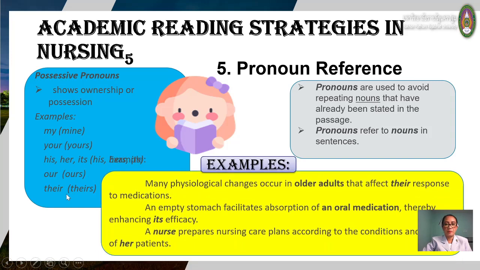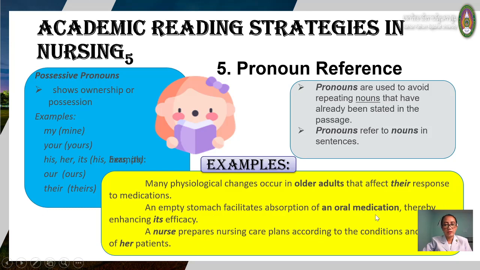So let's say, for example, many physiological changes occur in older adults that affect the response to medications. Many physiological changes occur in older adults. So older adults is not repeated because another word is used, as what? Noun or pronoun. And another example: an empty stomach facilitates an absorption of an oral medication, thereby enhancing its efficacy.